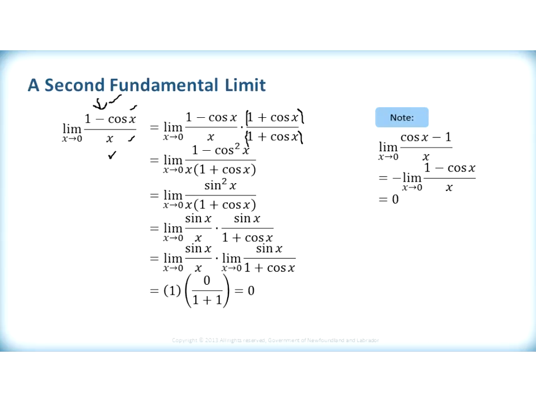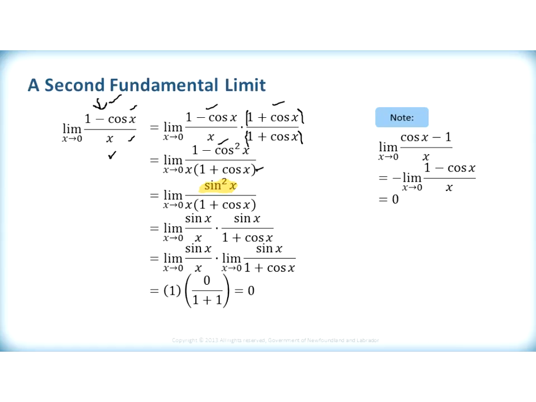Up top, 1 minus cosine times 1 plus cosine gives me 1 minus cosine squared. On the bottom, I'm just going to leave it in factored form. The reason I want 1 minus cosine squared up top is that we should all remember that 1 minus cosine squared is equal to sine squared.